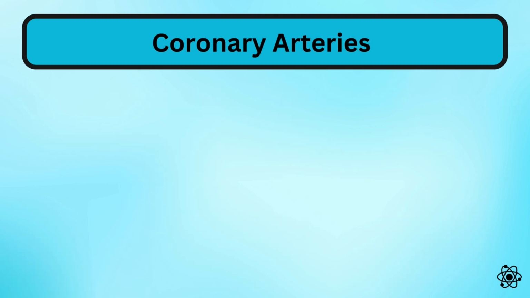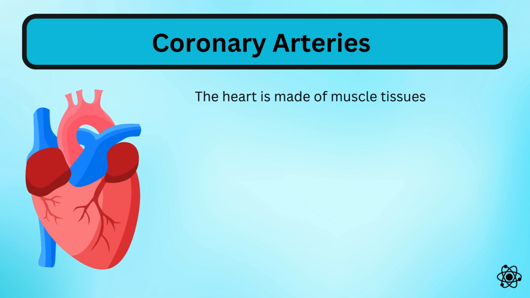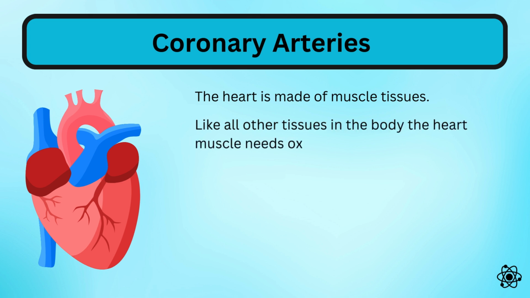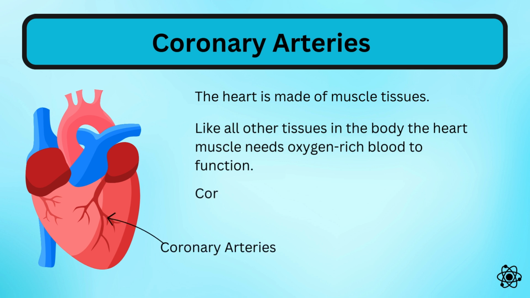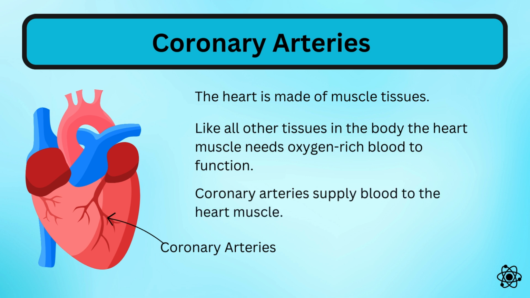Next, what are the coronary arteries? The heart is made of muscle tissue like all other tissues in the body. The heart muscles need oxygen-rich blood to function. Coronary arteries supply blood to the heart muscle. The coronary arteries wrap around the outside of the heart.